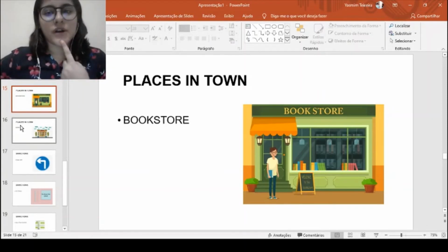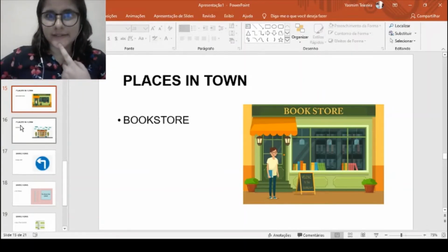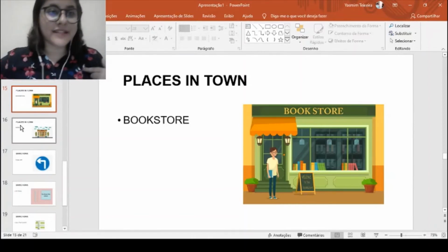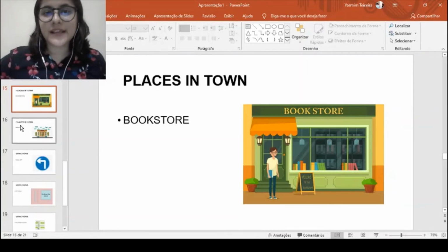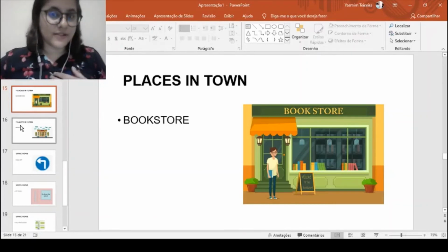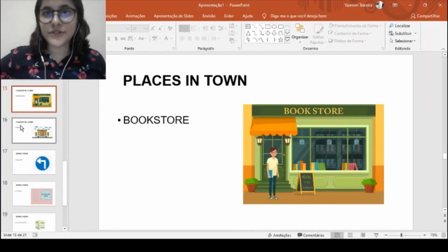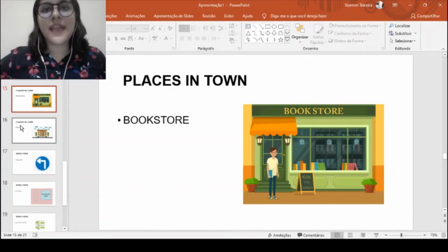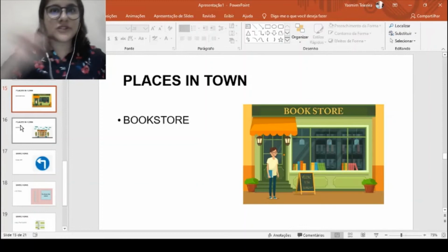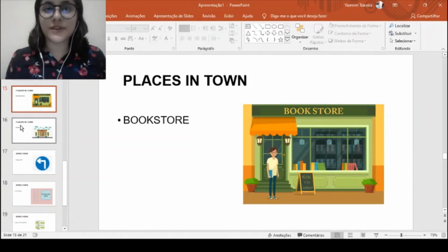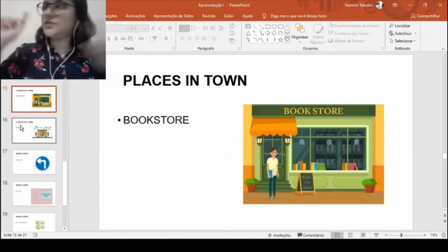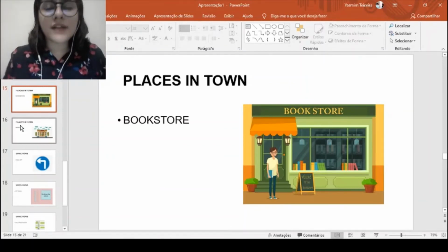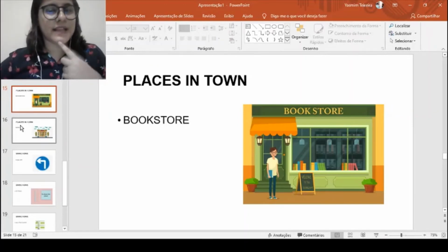And if I want to go to a bank, but I don't know the address, I need to ask for some help. Se eu não sei o address e eu preciso chegar no bank, eu tenho que pedir ajuda. Yes or no? Yes, I need help. But I need to learn the directions. As direções. What are the directions? Let's take a look.